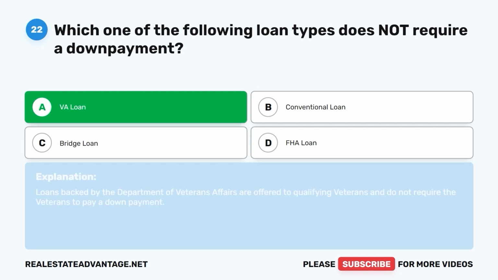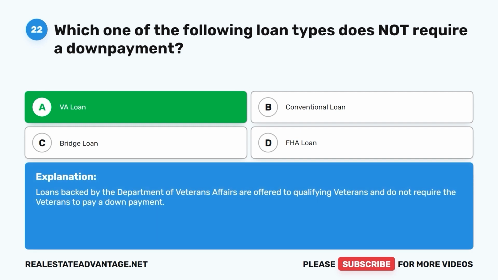VA loan. Loans backed by the Department of Veterans Affairs are offered to qualifying veterans and do not require the veterans to pay a down payment.